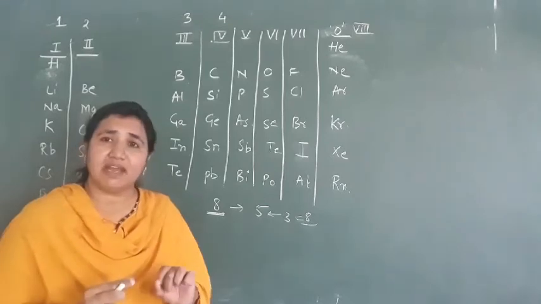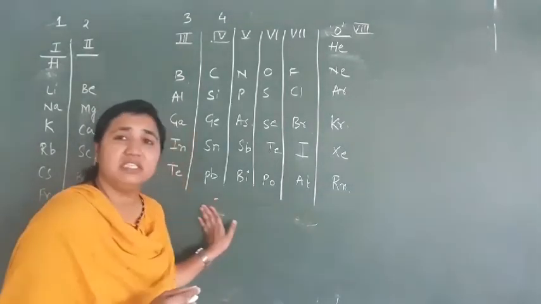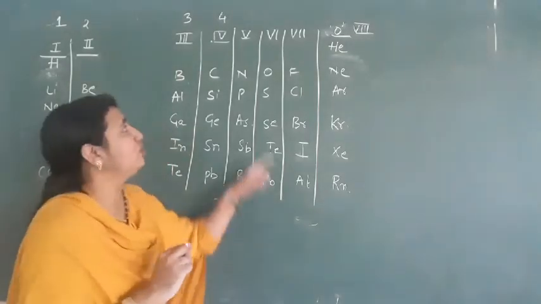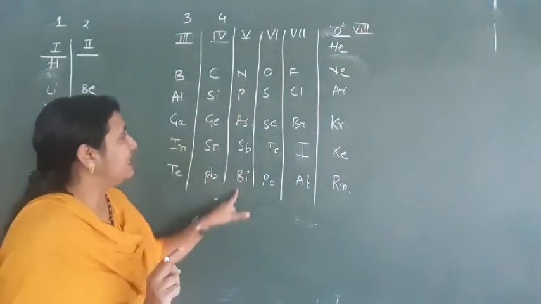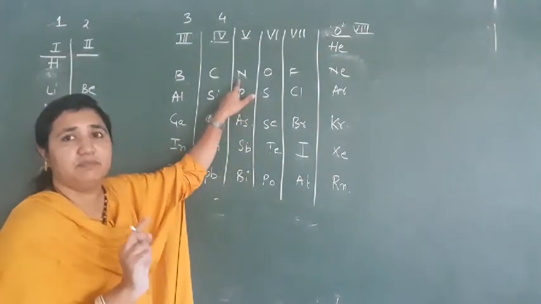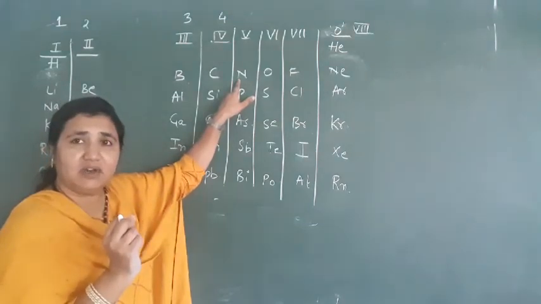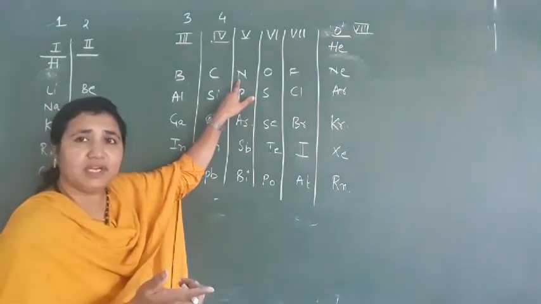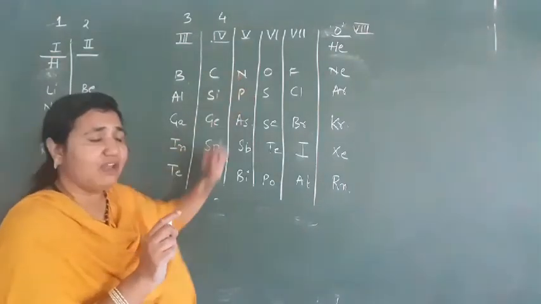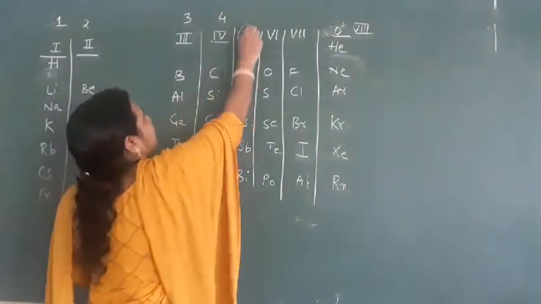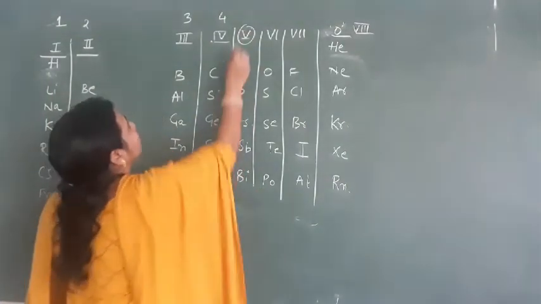That's why their valency is 3. We do 8 minus 5. The valence electrons for the nitrogen family are 5, but they accept 3 electrons and complete their octet. So for fifth group elements you do 8 minus 5, and their valency is 3.